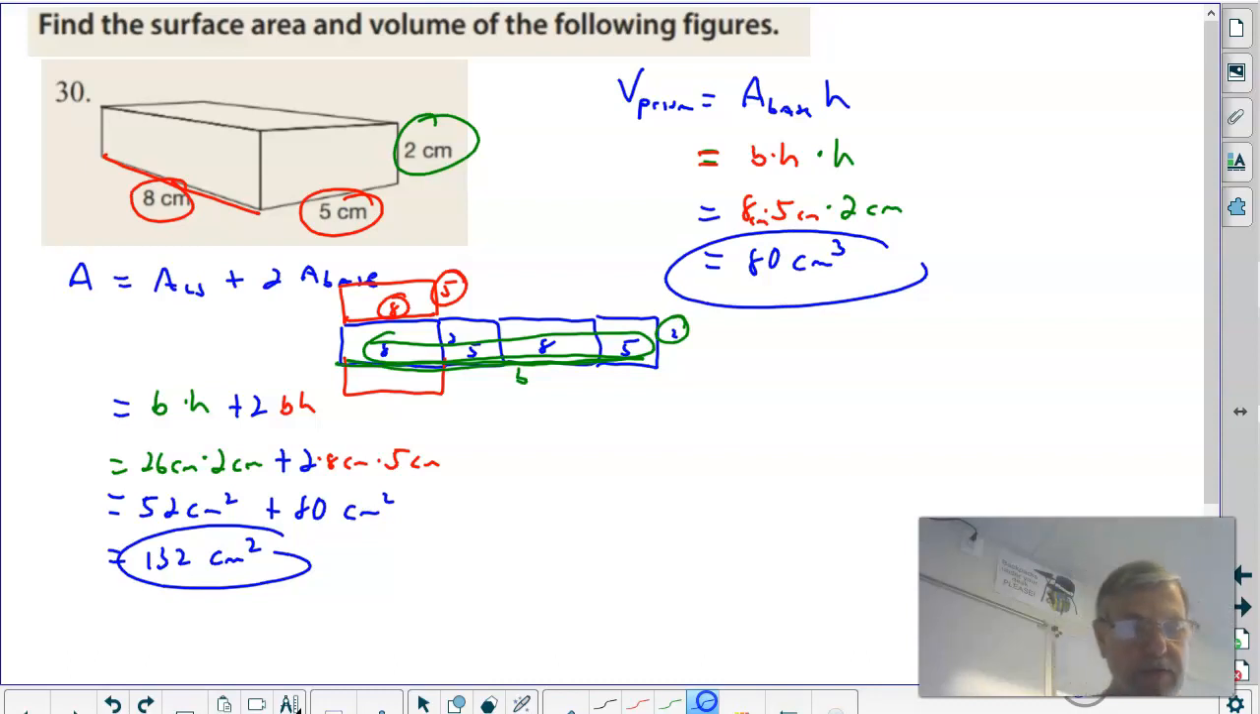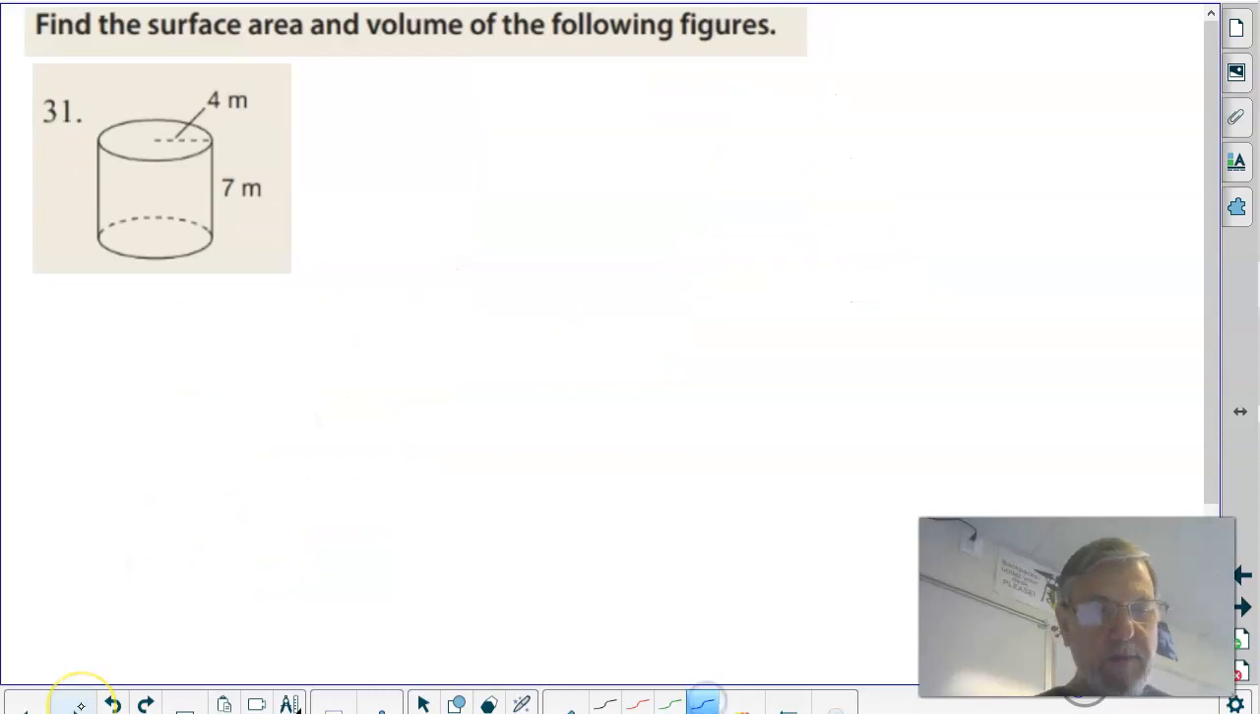All right, so two answers. Surface area, 132 centimeters squared. Volume, 80 centimeters cubed. Again, you got to recognize your shape for the volume and make sure you're using the correct formula. All right, here we have now a cylinder.